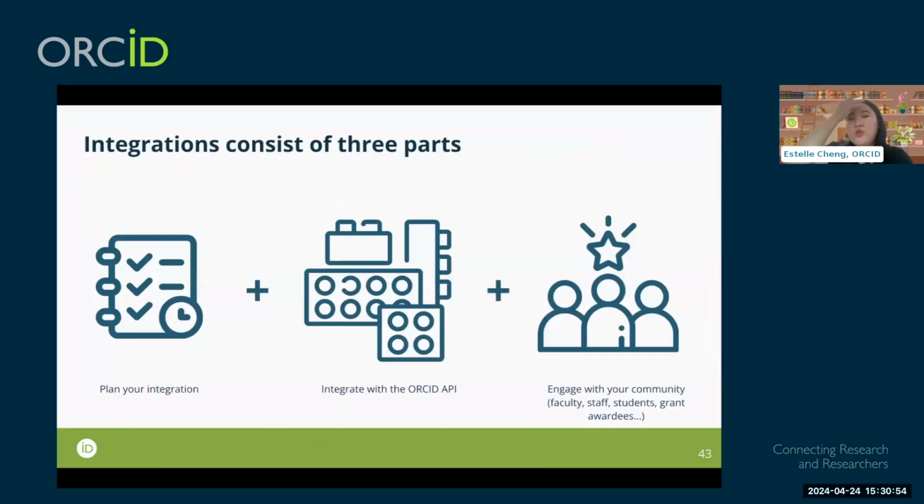Just to recap, a successful integration consists of different parts. The first is always planning, just to circle back to what we've shared about: where you are going to start, involving the right people, identifying the most appropriate system, and thinking about what you are going to do and how you are going to do it. Of course, then the real implementation comes, and along with the technical work, also ensure you engage with your community, your researchers or faculty staff or whoever is going to interact with your system.